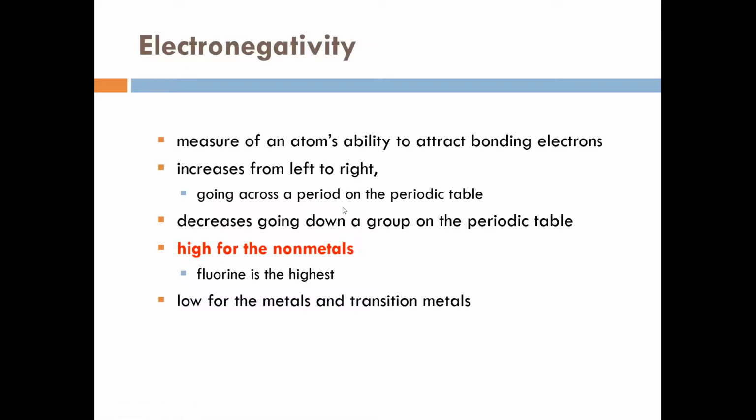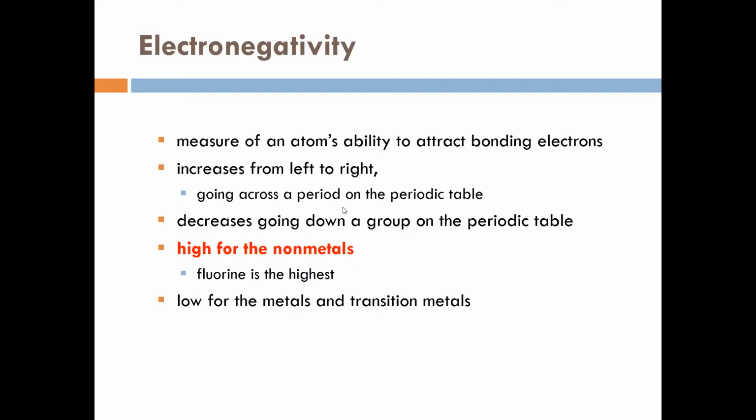The last thing we're going to cover, and then we'll do eventually some more examples in the problem sets, so just look for the little problem videos on that one. We want to talk about electronegativity. This is a measure of an atom's ability to attract bonding electrons. And it increases from left to right. So going across the period in a periodic table, electronegativity will increase.